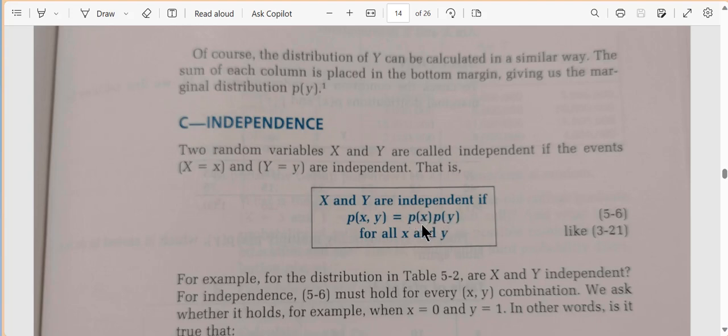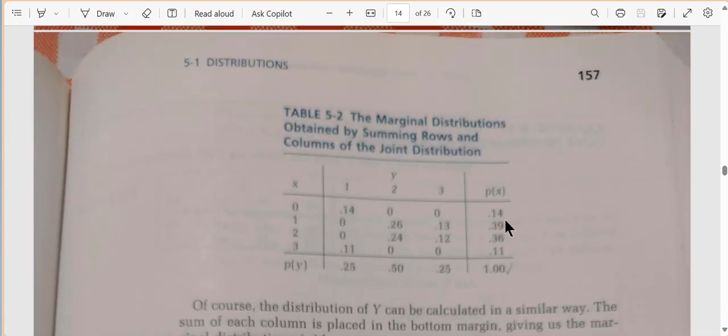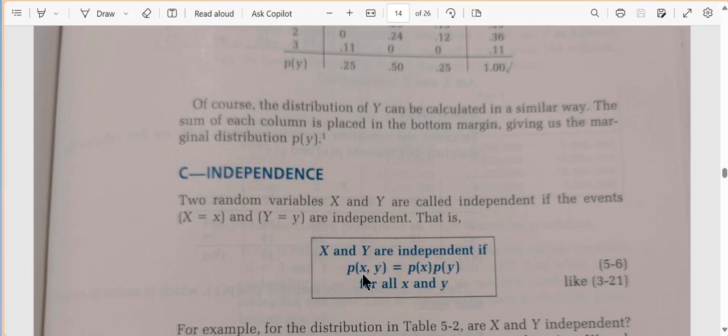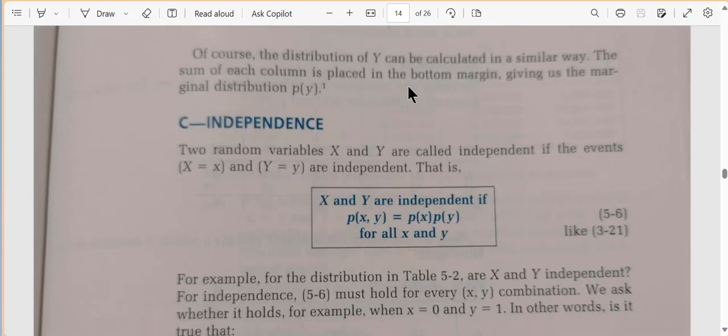Well, here's the definition. And now we know what these mean, because we didn't really know what these meant before. This is the marginal distribution for x, and this is the marginal distribution for y, right? That's what we've been saying. We can call them marginal. And so this is the rule for what we mean by two random variables being independent. And this is a much stronger statement than saying two events are independent. Let's see that.